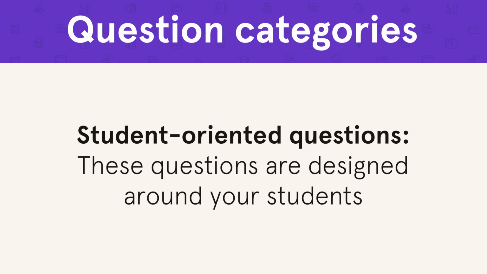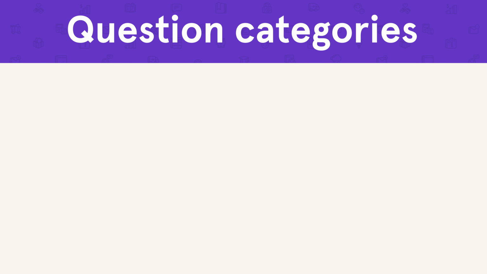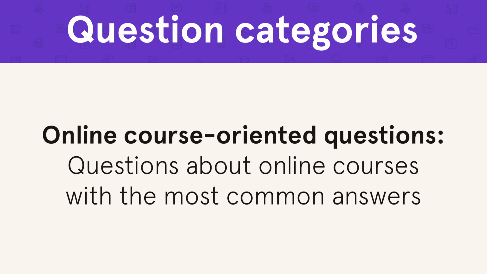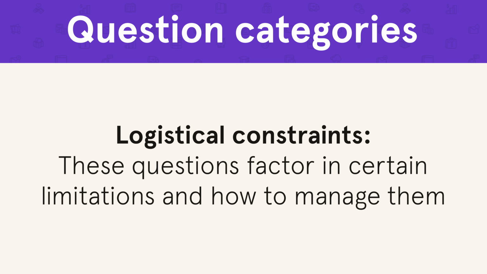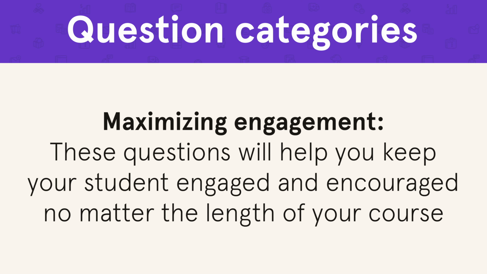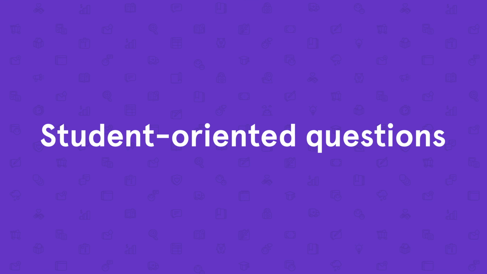1. Student-oriented questions. These questions are designed around your students. 2. Online course-oriented questions. These are questions about online courses with the most common answers. 3. Logistical constraints. These questions factor in certain limitations and how to manage them. 4. Maximizing engagement. These are questions that will help you keep your students engaged and encouraged no matter the length of your course. First, let's cover the student-oriented questions.